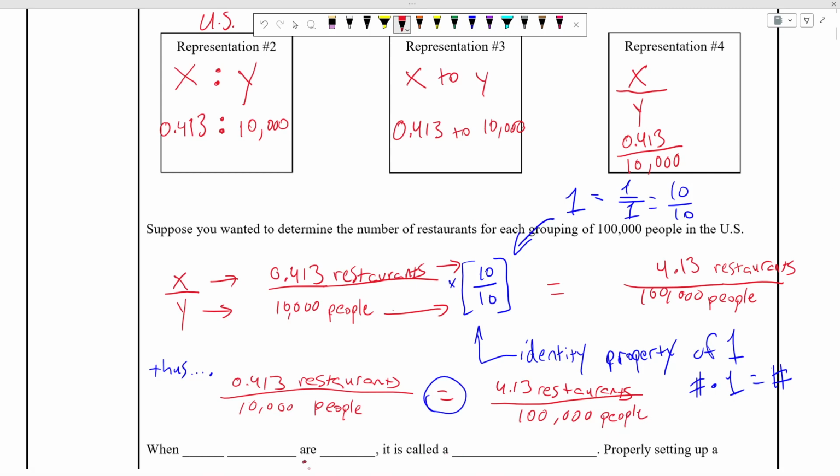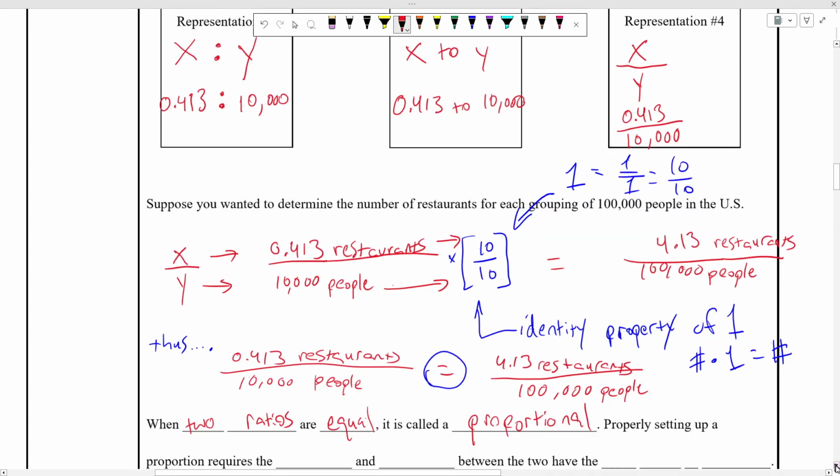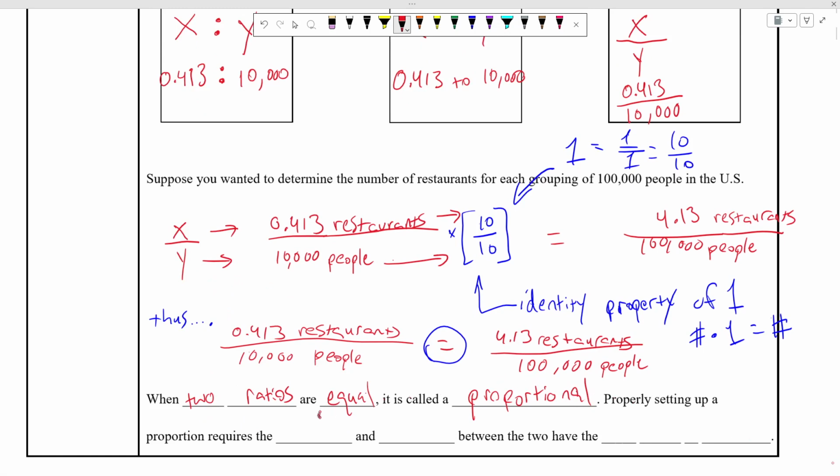So the idea here is that when two ratios are equal, which is what we have here, it is called a proportion. This is a very key thing that we must understand, for this is really the value of this whole lesson: proportions. And in life, we will use proportions a lot in problem solving.